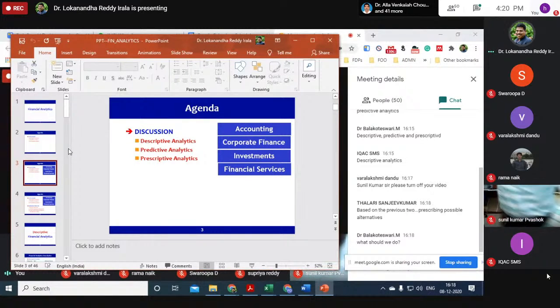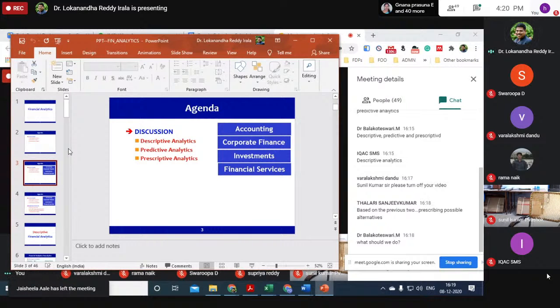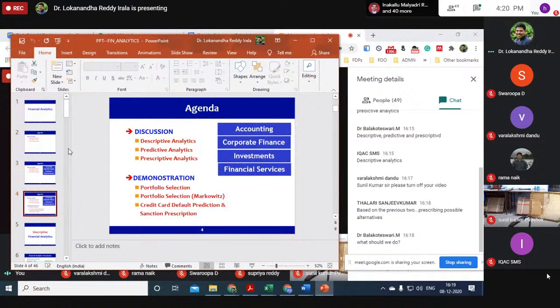The financial services include banking, insurance, credit cards, then leasing, hire purchasing, credit syndication. All these are financial services. So now these 3 items I'll try to cover in these 4 subgroups of financial management or finance. So that's where we get into the analytics.